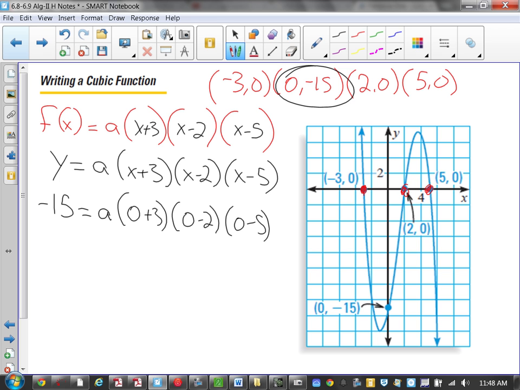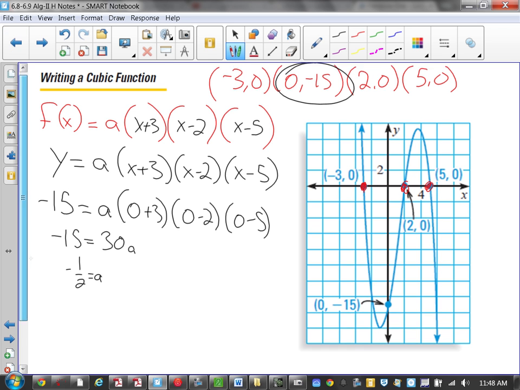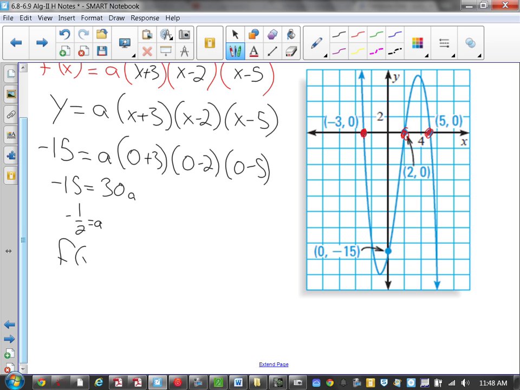You multiply those together, you get what? You get positive 30, correct? Yes. So -15 is 30a. So what's your value of a? Negative 1/2. So my final answer for this function would be f of x equals -1/2 times x plus 3, x minus 2, x minus 5.